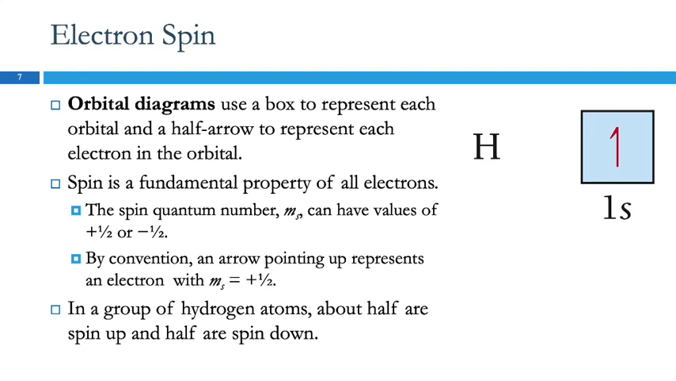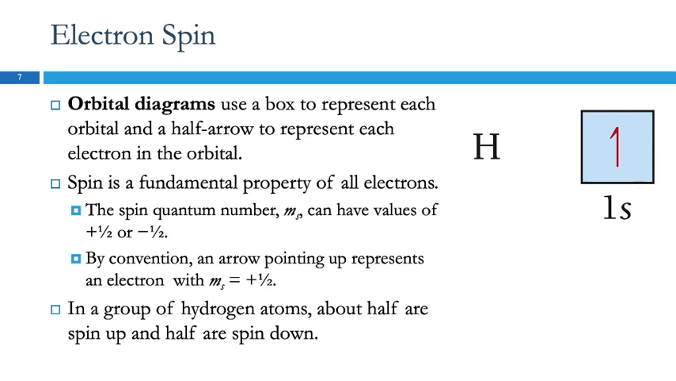Another way to indicate where the electrons are is using an orbital diagram. So here we use a box to represent each orbital, and we use a half arrow to represent each electron. So for hydrogen, this is the 1s orbital. There's one electron in it. We talked about spin and the spin quantum number, plus 1/2 or minus 1/2. So by convention, we fill these first with a plus 1/2, which would be pointing up, and then another one would be a down pointing arrow, which would be minus 1/2.